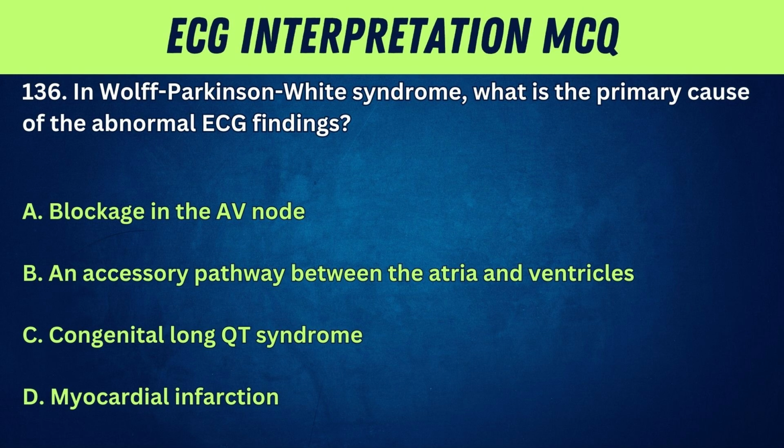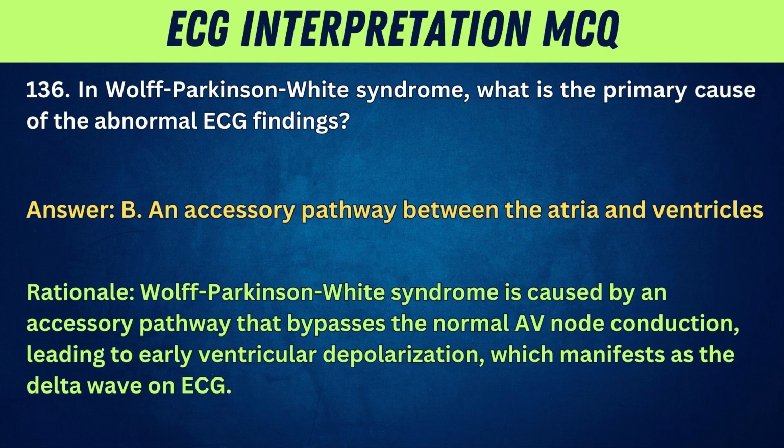136. In Wolff-Parkinson-White syndrome, what is the primary cause of the abnormal ECG findings? A. Blockage in the AV node. B. An accessory pathway between the atria and ventricles. C. Congenital long QT syndrome. D. Myocardial infarction. Answer: B. An accessory pathway between the atria and ventricles. Rationale: Wolff-Parkinson-White syndrome is caused by an accessory pathway that bypasses the normal AV node conduction, leading to early ventricular depolarization, which manifests as the delta wave on ECG.